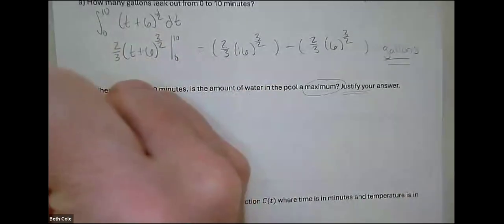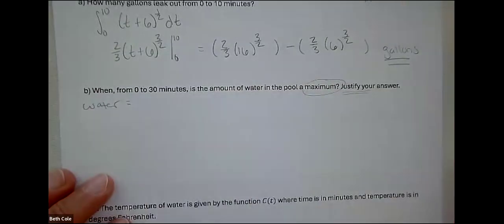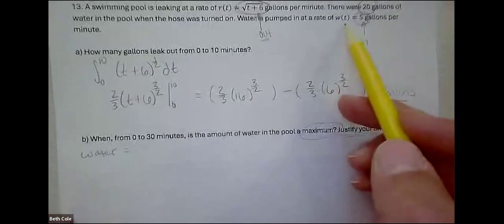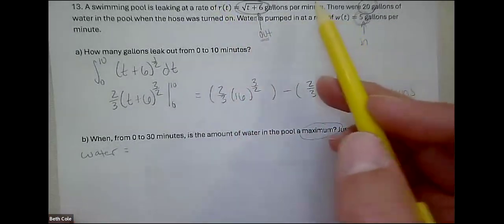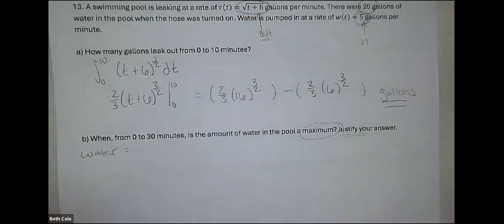So we need an equation for water. I'm just going to write water equals. You can make up a letter. You can write f of x. Doesn't really matter. But be careful with f of x because you have w of t and r of t. The letters of the alphabet get difficult to juggle sometimes. I'm just going to write the word water.